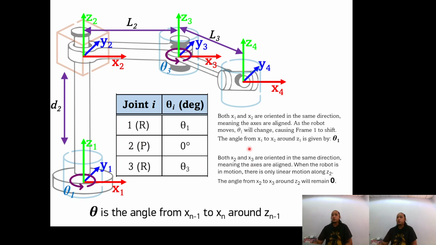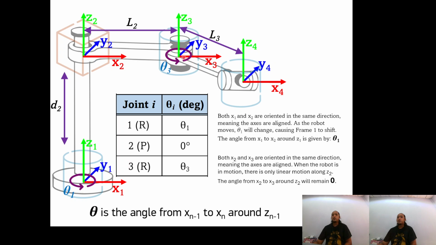And for joint 2, both x2 and x3 are oriented in the same direction, meaning the axes are aligned. When the robot is in motion, there is only linear motion along z2, only up and down. So the angle from x2 to x3 around z2 will remain 0 because it is always the same.